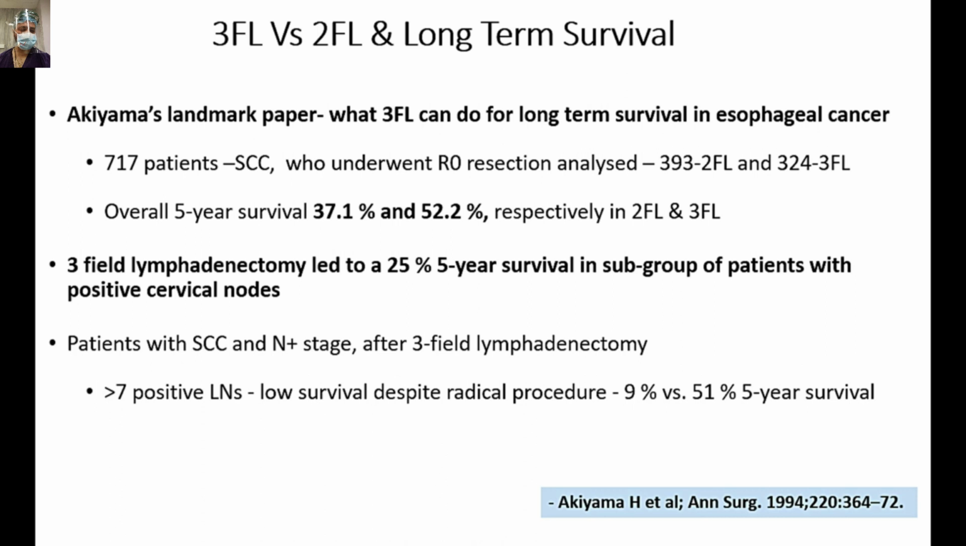Patients with squamous cell carcinoma and positive stage after three-field dissection, if they had more than 7 positive lymph nodes, had a lower survival rate despite the radical procedure, that is 9% versus 51% 5-year survival. That showed that if the metastatic burden is high, then extensive dissection, that is three-field lymphadenectomy, may not be helpful for the patient, but it was definitely helpful for early spread, when the metastatic spread to lymph nodes was less than 7 in number.